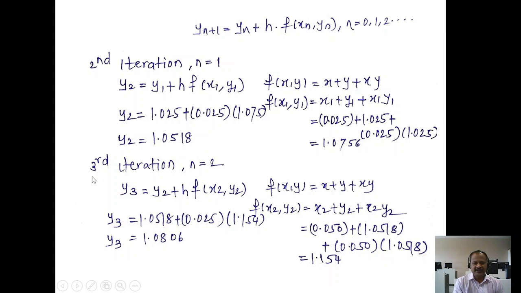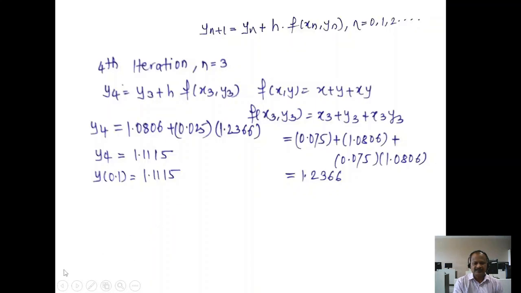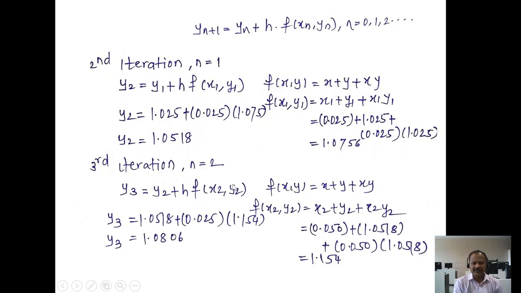Then you have to find the third iteration. So n = 2. So our equation becomes y3 = y2 + h f(x2, y2). Now again we have to find this function f(x2, y2). So again we write the equation that is given, f(x, y) = x + y + x y. So we have to find the function of x2, y2. So suffix 2, f(x2, y2) = x2 + y2 + x2 y2.